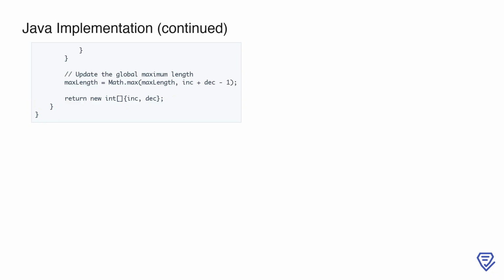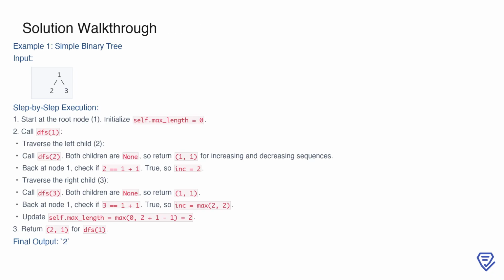Here, we start with a simple binary tree consisting of the root node 1 and its two children, 2 and 3. The goal is to find the longest consecutive sequence in the tree. We initialize self.max_length to 0 and begin our depth-first search from the root node, which is 1. When we traverse the left child, node 2, we call DFS(2). Since node 2 has no children, it returns [1, 1], indicating sequences of length 1 for both increasing and decreasing paths. Back at node 1, we observe that 2 = 1 + 1, which means there's an increasing sequence, so we update inc to 2.